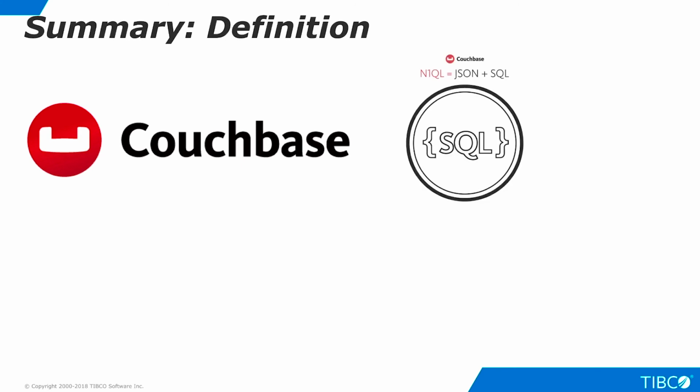Couchbase provides a query language called Nickel, which is spelled N1QL. It stands for Non-First Normal Form Query Language. Nickel is similar to SQL, but with extensions specific to the structure of JSON documents.